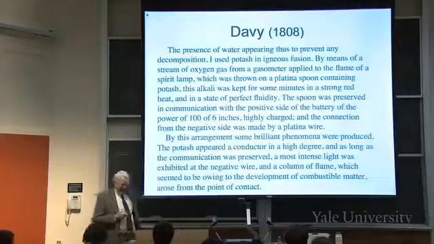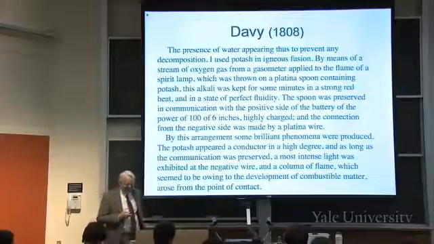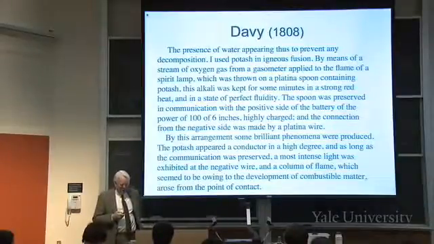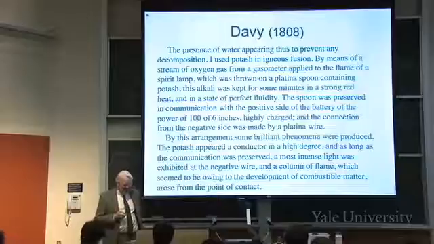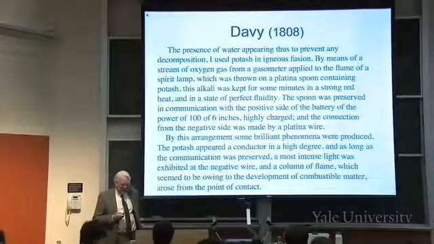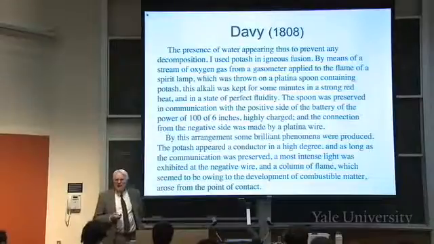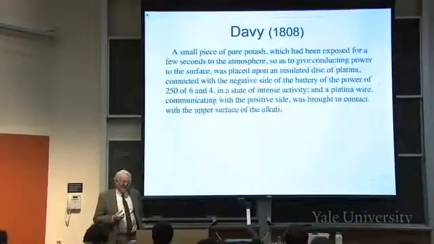The potash appeared a conductor in a high degree, and as long as the communication was preserved, a most intense light was exhibited at the negative wire, and a column of flame, which seemed to be owing to the development of combustible matter, arose from the point of contact. Right? Then he did another experiment.